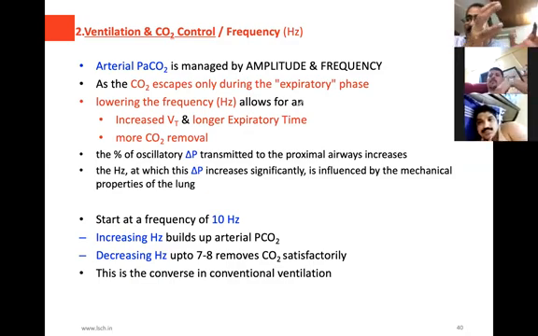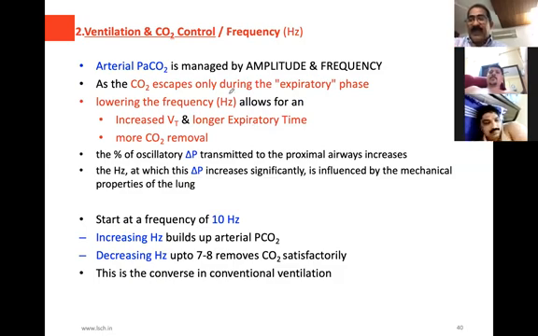When you've done that, the next thing to do when you want to wean is your frequency. So this is your very, very fine adjustments. Here, as the CO2 escapes only during the expiratory phase, lowering the frequency allows for an increased tidal volume or a longer expiratory time and more carbon dioxide removal.